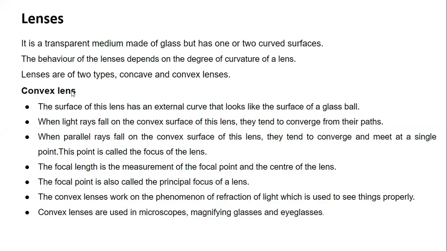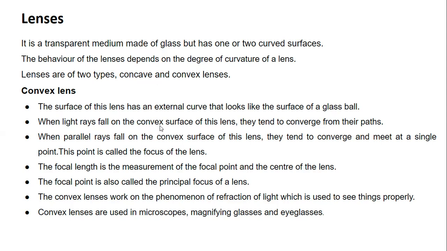A convex lens is very much similar in its nature to that of a concave mirror. Likewise, a concave lens is very much similar in properties to that of a convex mirror. So first we have the convex lens, which is similar in properties and characteristics to the concave mirror. The surface of this lens has an external curve that looks like the surface of a glass ball.